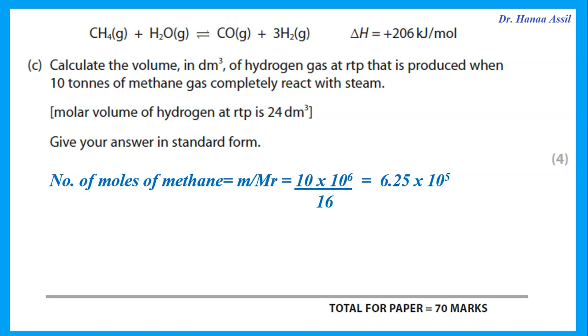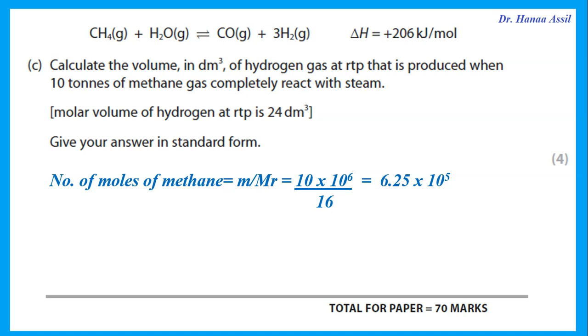So, number of moles of methane, we know that I have mass, so I need mass over molecular mass. 10 tons is 10 times 10 to the power 6 grams. Divided by the MR of methane, of course carbon is 12 plus 4, that is 16. Remember, MR means you add the mass numbers, the big numbers. So this gives number of moles of methane.